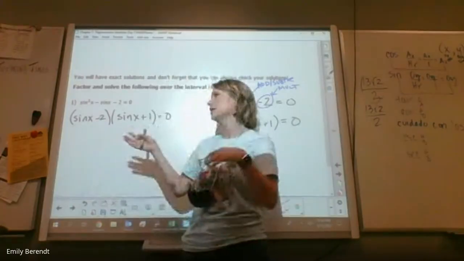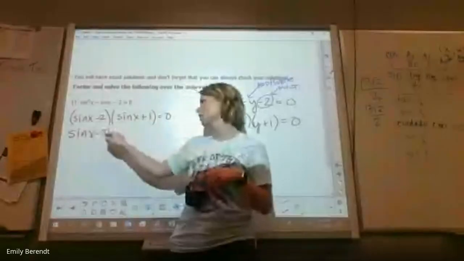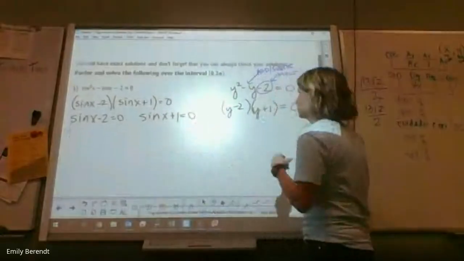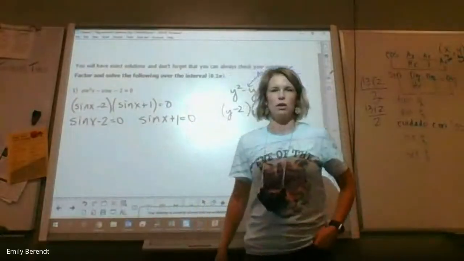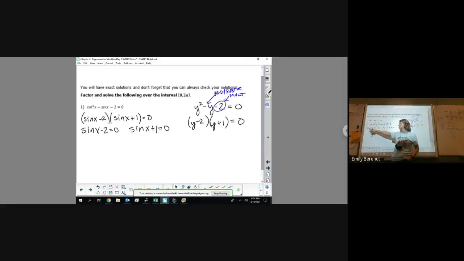Now you guys said over here when we had y minus 2 and y plus 1, we use the zero product property, set them equal to 0. Same thing here. We're going to take the sine of x minus 2, set it equal to 0, the sine of x plus 1, and set it equal to 0. All right, so we're going to solve for x. So we'd want to add 2 to the other side. On the other part, we would have the sine of x equals -1.